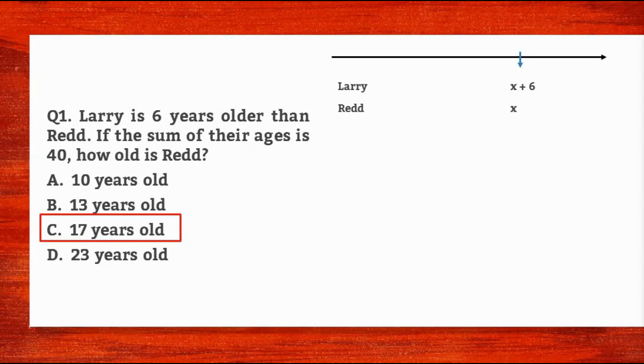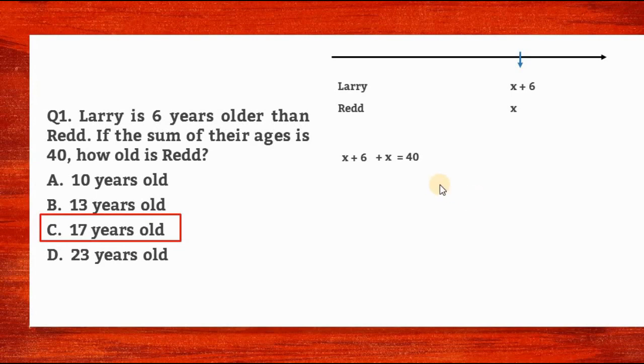The next step is to set up the equation. The problem states that the sum of their ages is 40. Therefore, our equation is X plus 6, being Larry's age, plus X, being Red's age, equal to 40, which is the sum of Larry and Red's present ages.